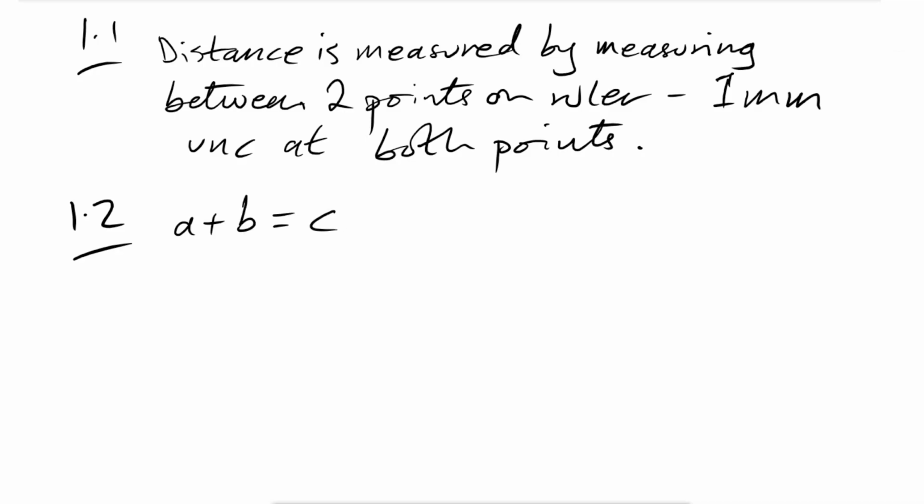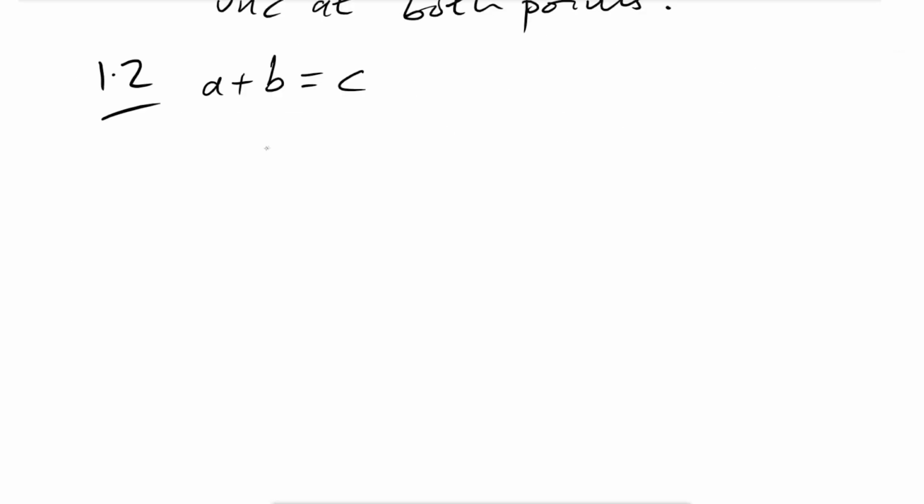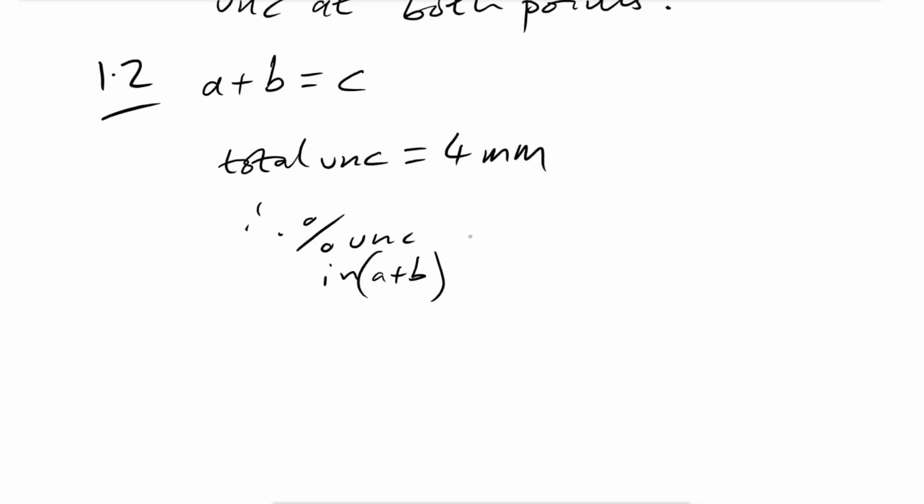Calculate the percentage uncertainty in the sum of A and B. So first things first, when we add up values or take away values, the total uncertainty is just the absolute uncertainties added together. So that's just 4 millimeters, 2 millimeters at each end. Therefore, the percentage uncertainty in A plus B is going to be that 4 divided by both the values added up. And then of course we need to times by 100 at the end.